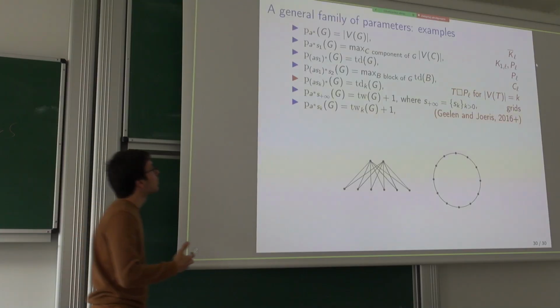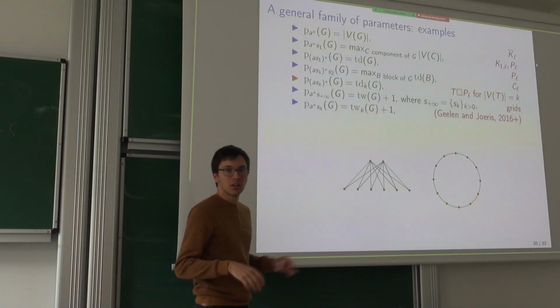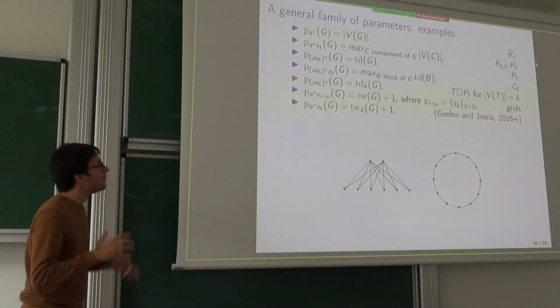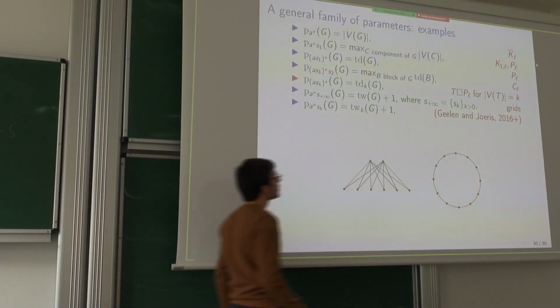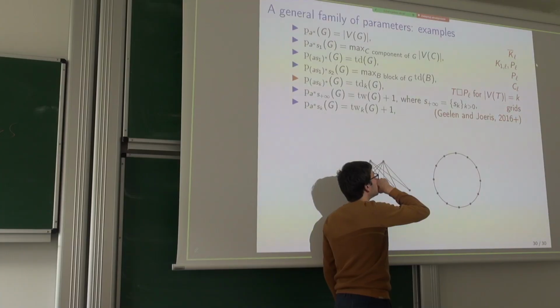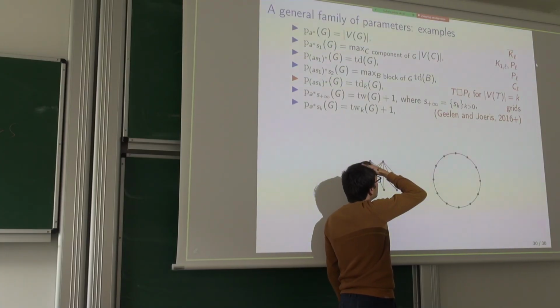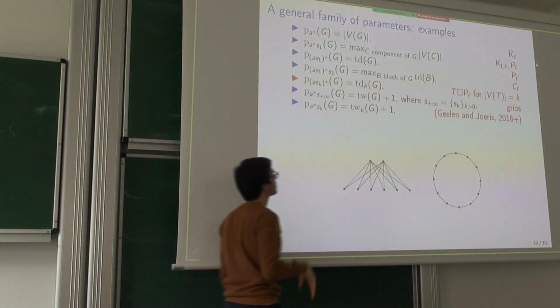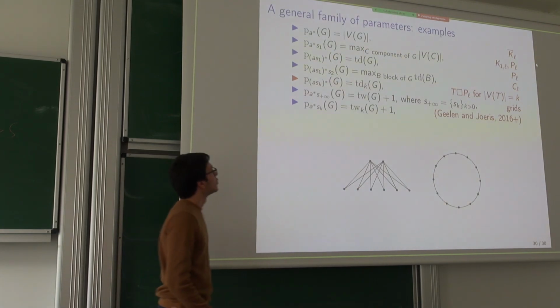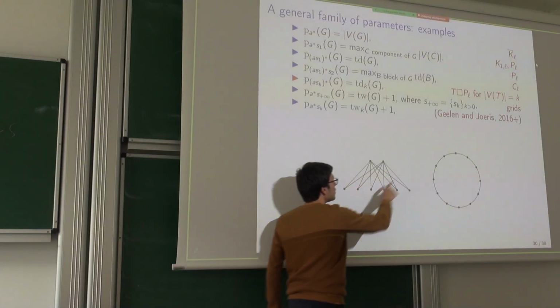So for example, for k equal 2, it's the maximum size of a block, etc., etc. And the obstructions are known. It's in a preprint by Huynh and Joret. And the obstructions are more complex to describe, but okay, for k equal 2, that's things like that, K2,t and cycles.